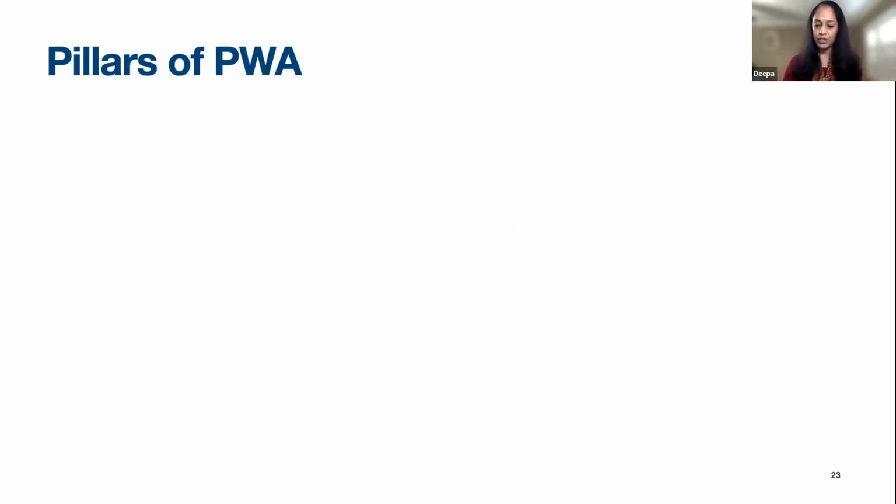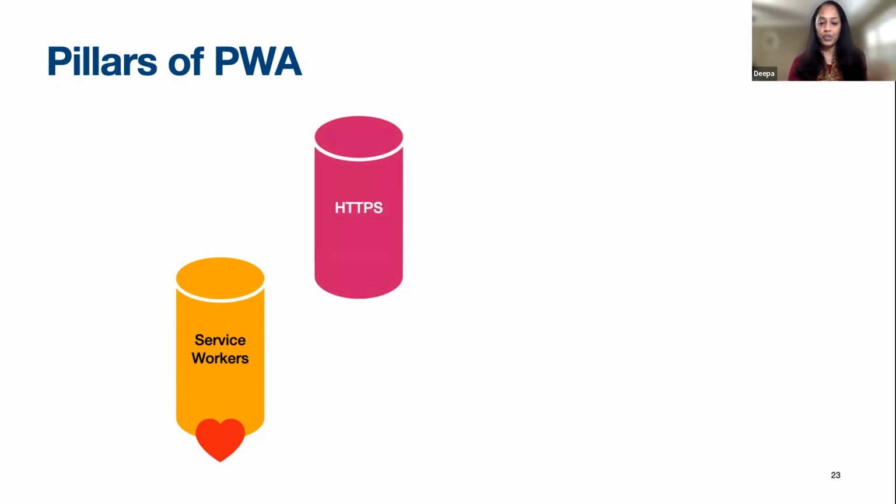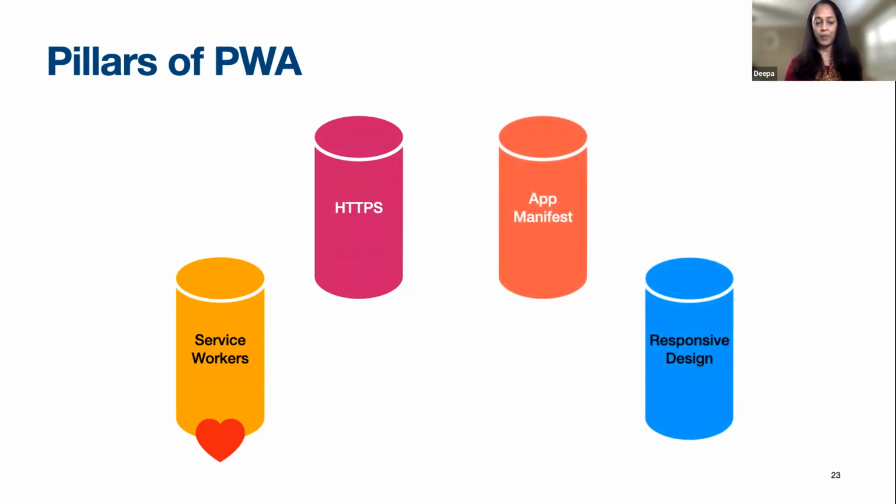There are major pillars for progressive web apps. Service workers are the heartbeat of progressive web apps. It's a file, which I'll be showing in a moment. It's a JavaScript file, which is the heartbeat of progressive web apps. If you do not have this service worker, then your app is not a progressive web app, okay? It should also be secure, following the HTTPS protocol. And we'll be talking about the app manifest and then responsive design.